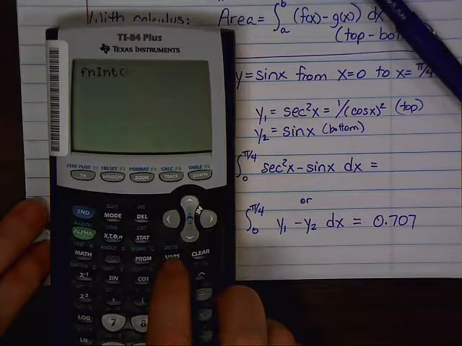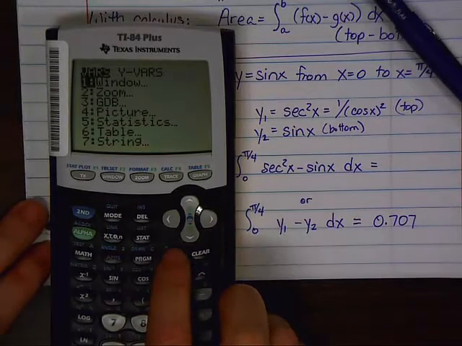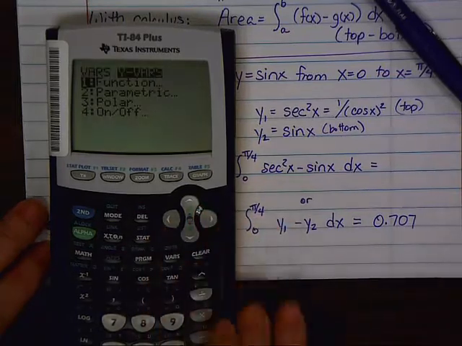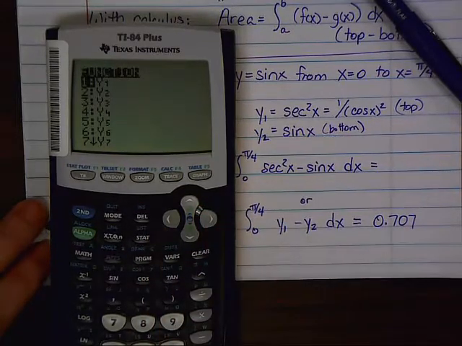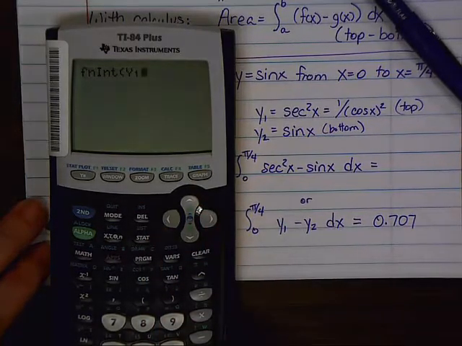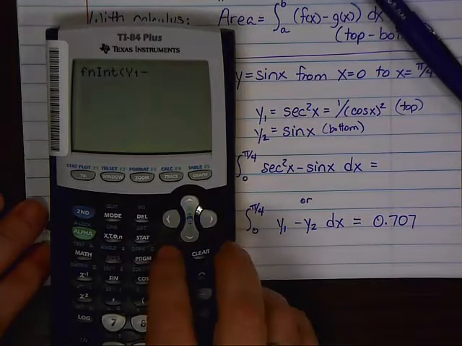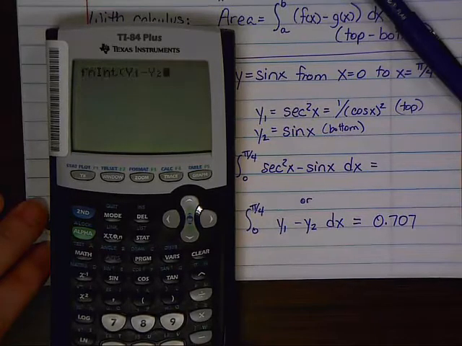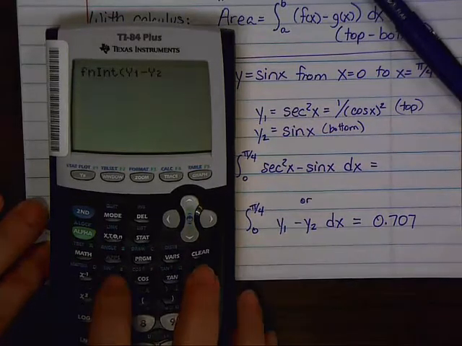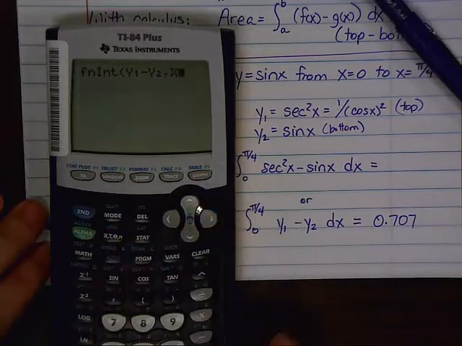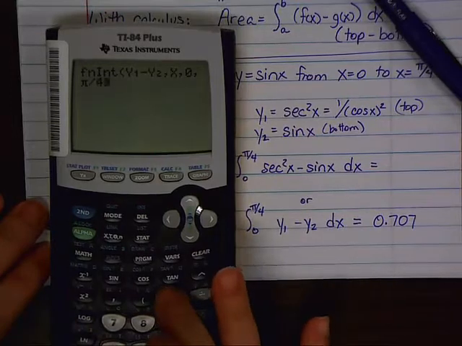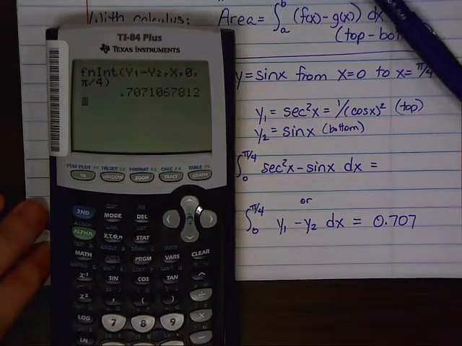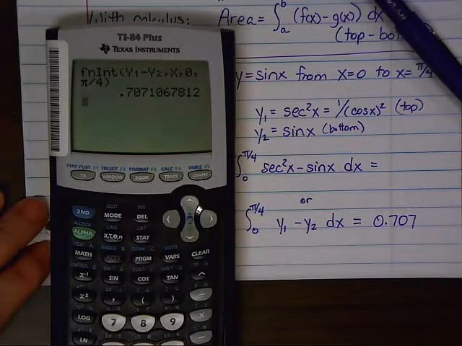You push the vars key just to the left of clear. And from there, it's pretty intuitive. You want a y variable, you want a function, you want y1. So you just push those sequence of buttons. Minus, do it again, vars, y vars, function, y2. And then you have to type in comma x for the dx, comma 0, comma pi over 4. Close your parentheses, and there it is. Okay? So those are the steps that you follow if you have an 83 calculator.